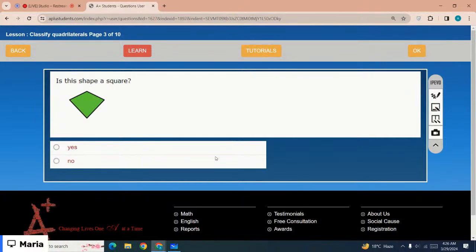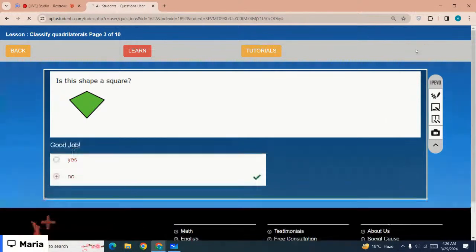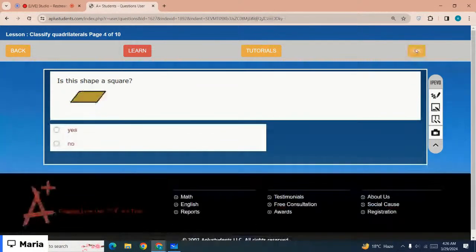No, this isn't a square, right? Is this shape a square? No, this is not a square. The correct option is no.